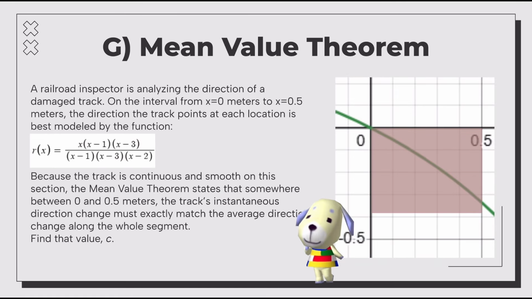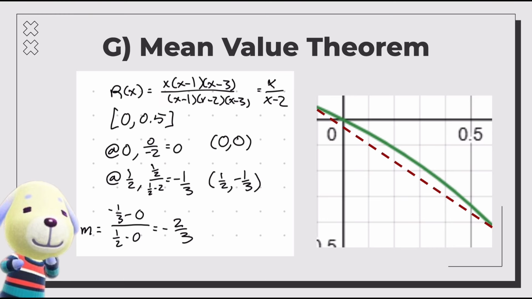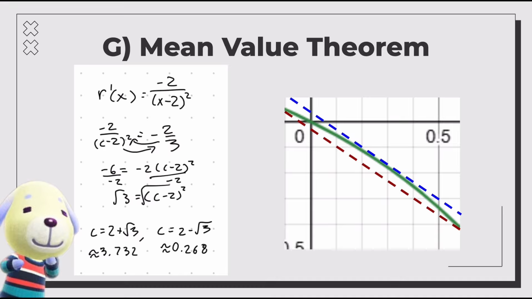Here is my mean value theorem problem. So we have the interval from 0 to 0.5, and a railroad inspector is analyzing the direction of the damaged track. We have to find somewhere between 0 and 0.5 where the instantaneous direction change will match the average direction change. That will be the value c. So first, we're going to find the average value, and so we get negative 2/3 by plugging everything in. And then we're going to plug that in to the derivative. We're going to set that equal, and we're going to find the value c, where the derivative is equal to the average. And as you can see, there's two values, but only one will work on this interval. Because 3.732 is out of the interval, it has to be 0.268.